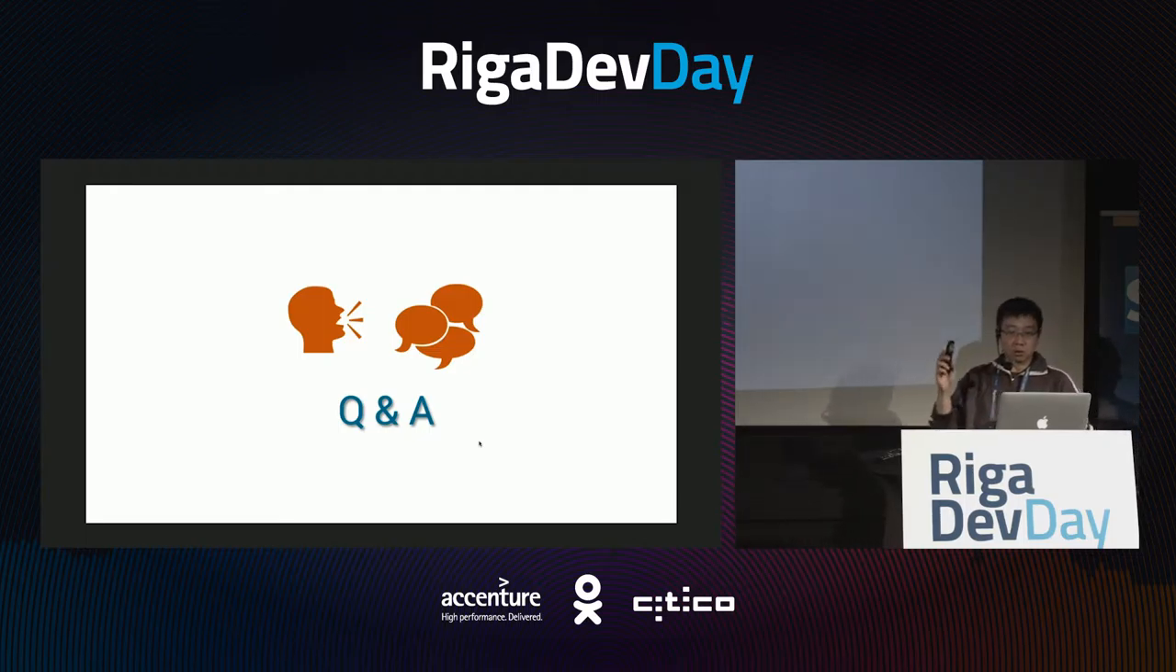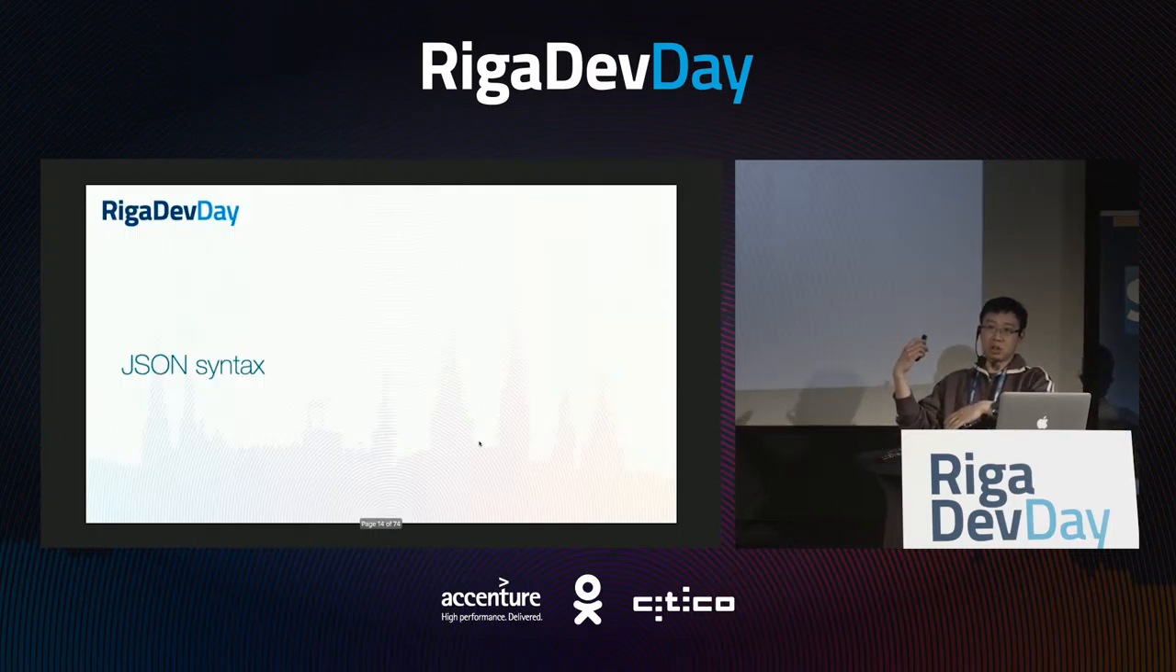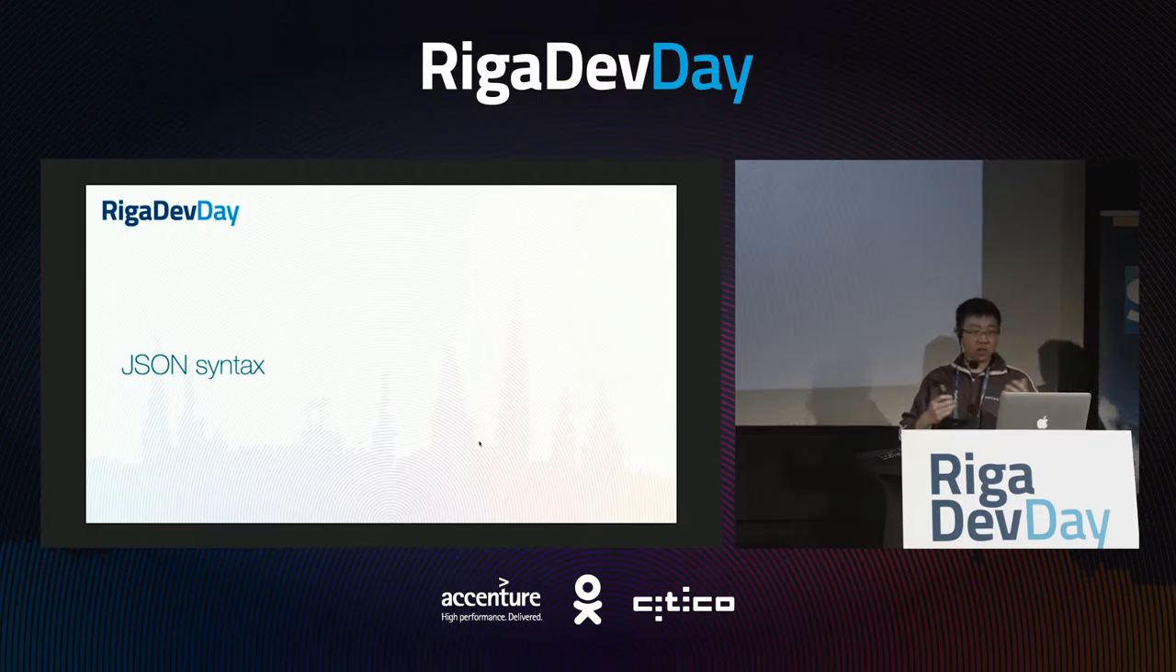Okay, let's move to the next thing. We can go into details of Materialized View later if we have some time, because I don't want to spend too much time on the technical stuff since we have many things to cover. So, JSON syntax.